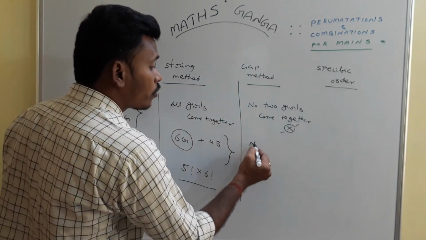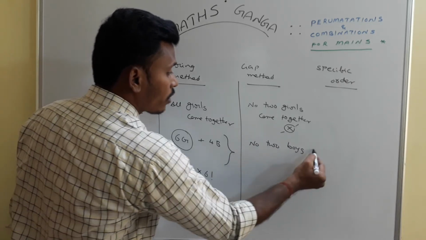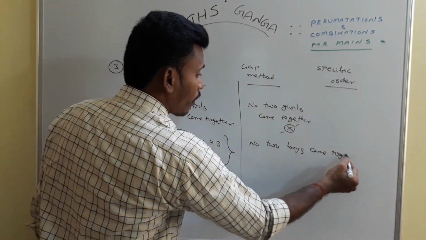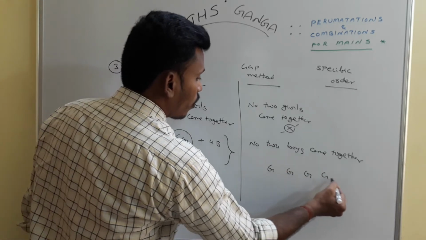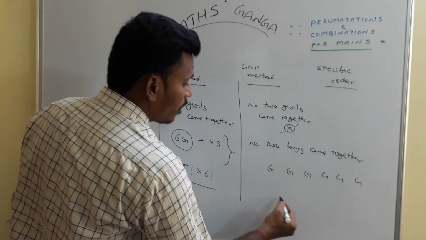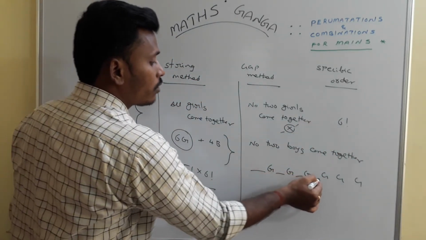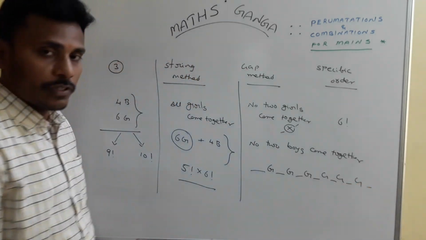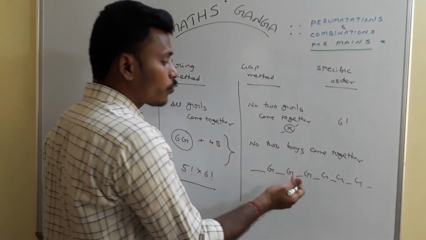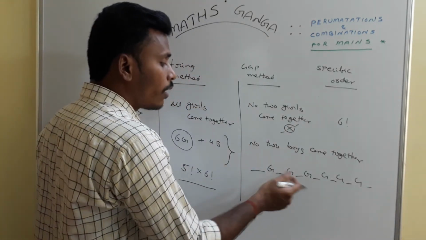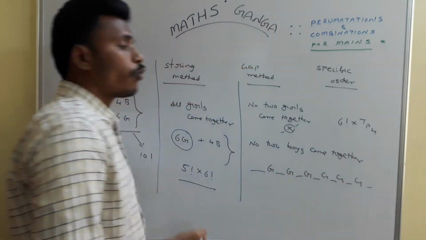And for example, if they ask you to arrange those 10 persons such that no 2 boys come together, you just arrange the 6 girls first. Those 6 girls can be arranged in 6 factorial ways. After that, how many gaps do we have? If you count those, you will have 7 gaps. And now you just arrange those 4 boys in those 7 gaps. You need to arrange boys in 4 places out of those 7, which can be done in 7P4 ways.